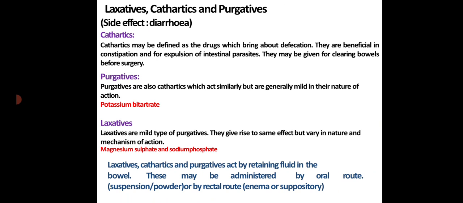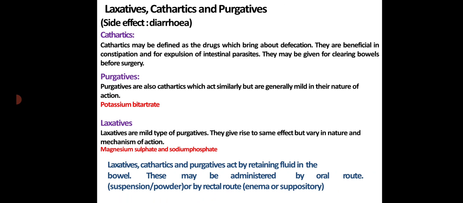Purgatives. Purgatives are also cathartics which act similarly but are generally mild in their nature of action. Example is potassium bitartrate. Laxatives. Laxatives are mild type of purgatives. They give rise to same effect but vary in nature and mechanism of action. Examples are magnesium sulfate and potassium phosphate.